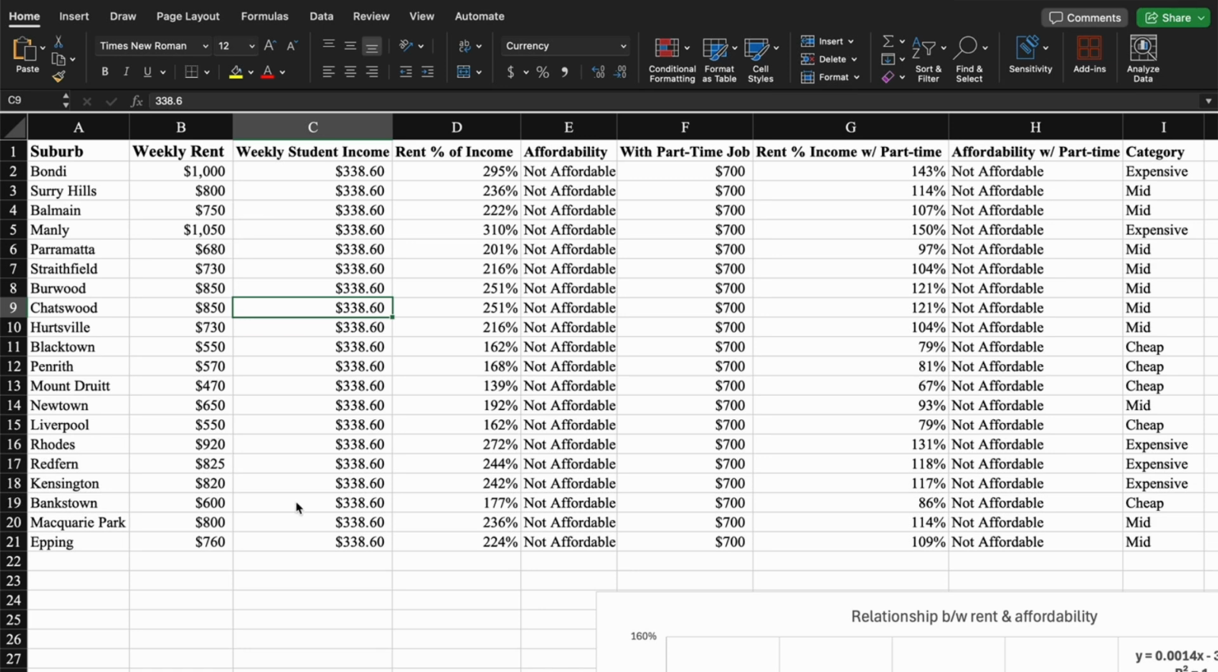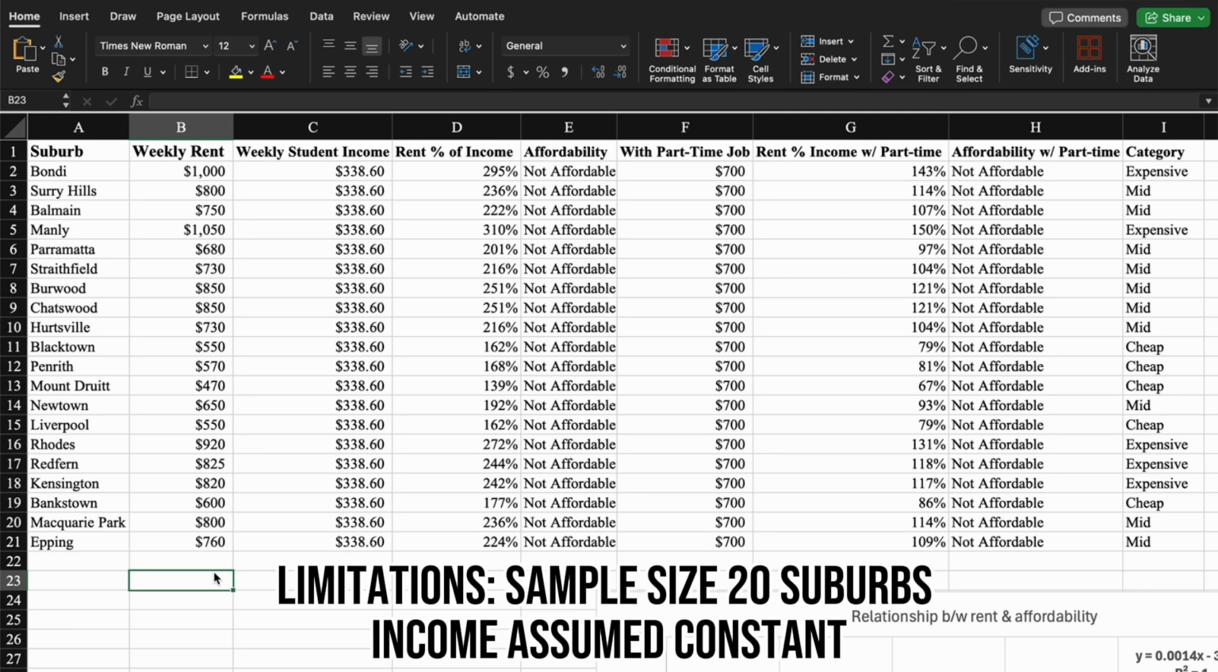Every suburb uses the same $338.60. In reality, student income varies. Some receive family support, some work more hours, some receive scholarship. The $700 part time figure is a reasonable estimate, but it's not guaranteed for every student.